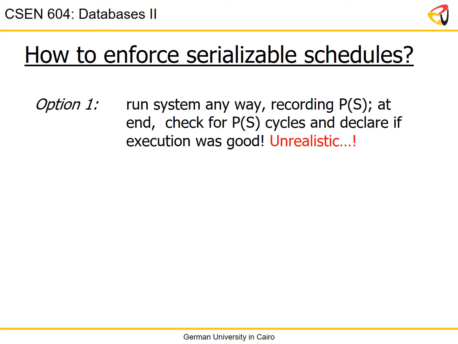How would you know it's not a good execution? You construct the precedence graph and you find that you have a cycle, so you undo. Obviously, all this is unacceptable, at least not in the age we are at, because we are way beyond doing something like this now. We can do better.